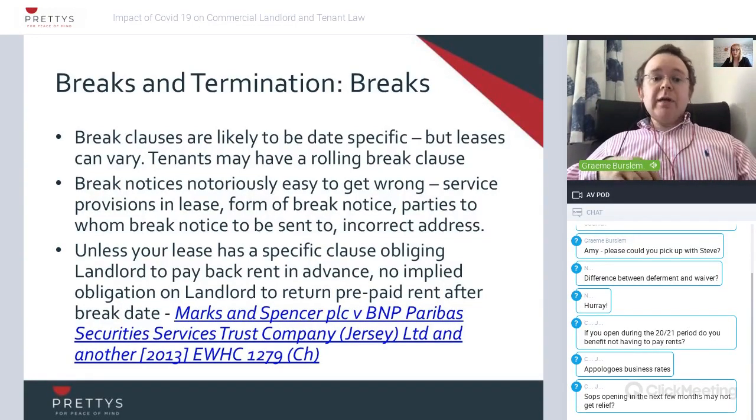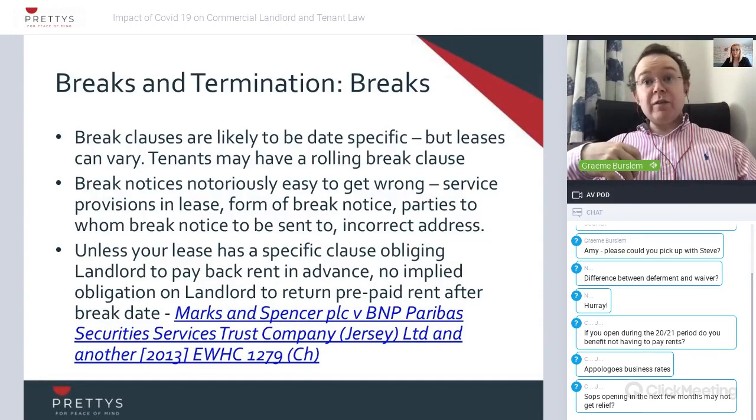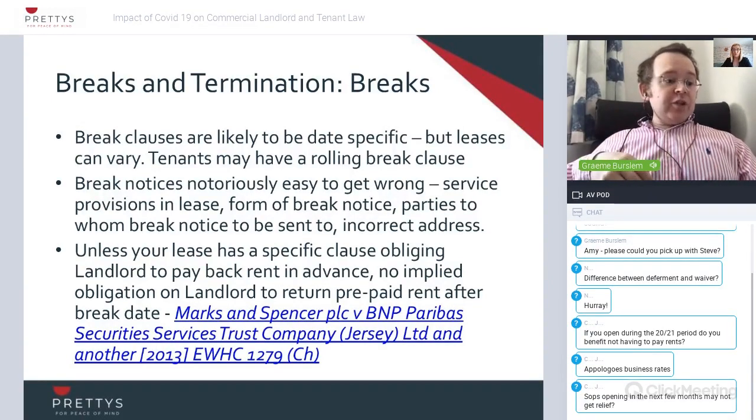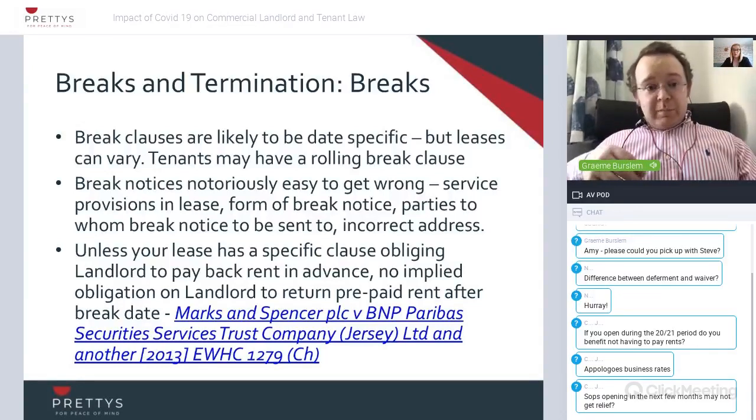So again, as with everything else, get the document out, dust it off, and have a look, see what you need to do. You might find that some tenants have the benefit of a rolling break clause once they've got past a particular point in the lease, but get the document out, have a careful look. So the thing with serving a break notice is to check again.